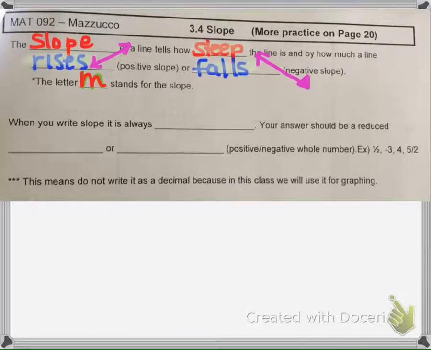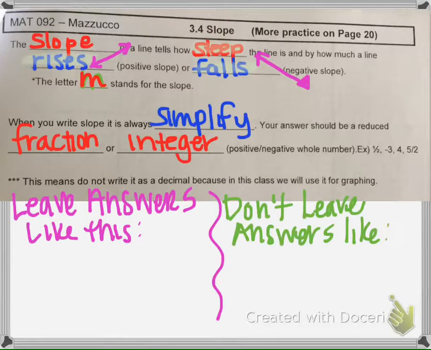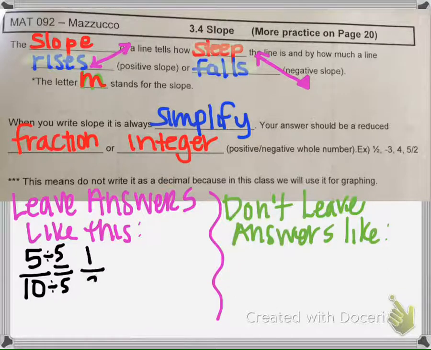So let's talk about how we're allowed to write our answers for slope when we get them. When you're writing your slope, make sure that you always have your slope simplified. If you get a fraction answer, leave it as a simplified fraction. And if you get an integer answer, or a number that can be changed into an integer, you're going to leave it as an integer. So if you solved for the slope and you got 5/10, instead of leaving it as 5/10, you're going to simplify it and write it as 1/2.